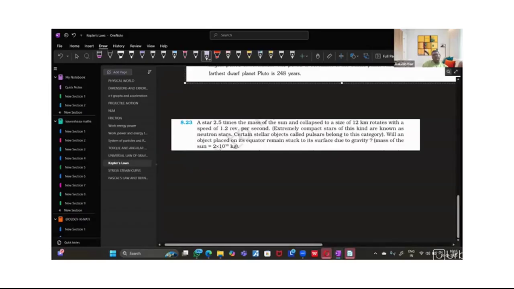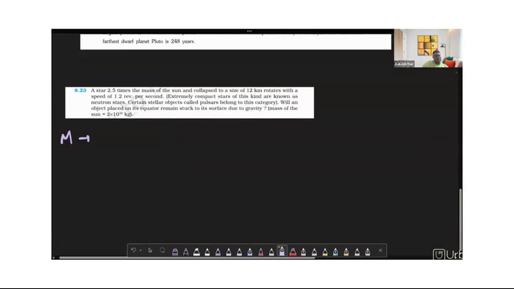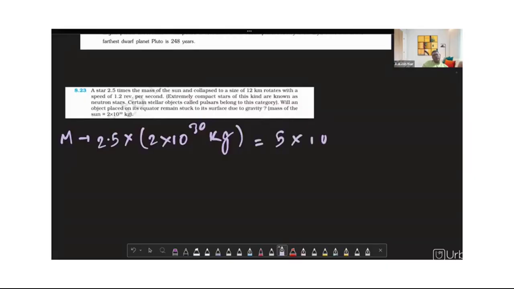So the mass is 2.5 times 2 into 10 raised to power 30 kg. It turns out to be 5 into 10 raised to power 30 kg. And what is the radius of the star? Capital R is 12 kilometers, and in SI, we can say 12 into 10 raised to power 3 meters.